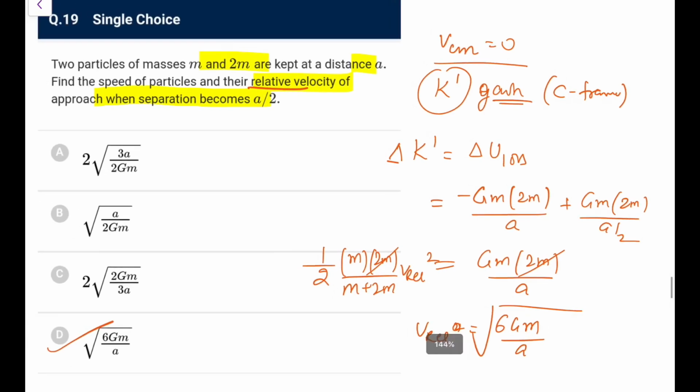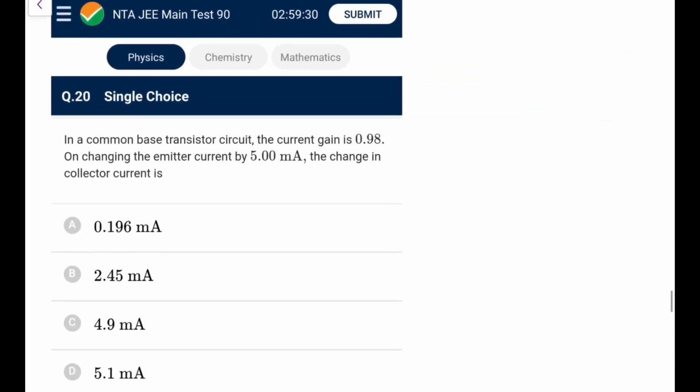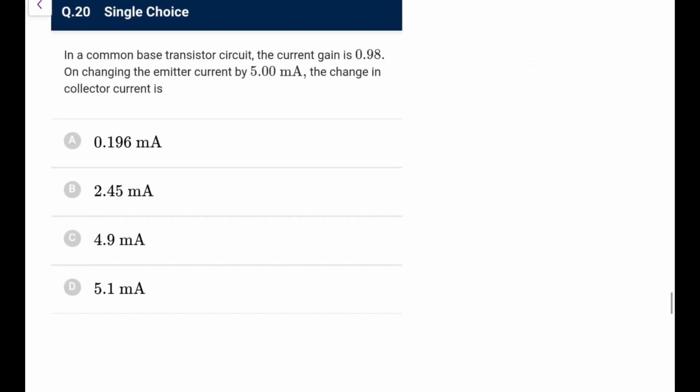I have gone for the C frame theory because we have to only calculate the V relative. This is the easiest one. Otherwise, apply momentum conservation and energy conservation. You can get it from that also, but that would be lengthy.